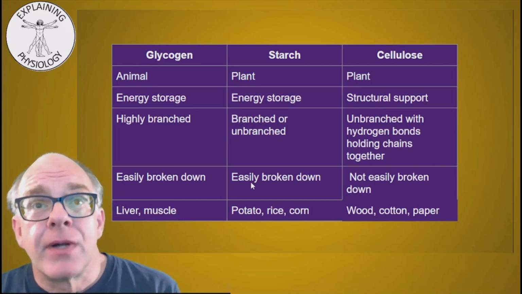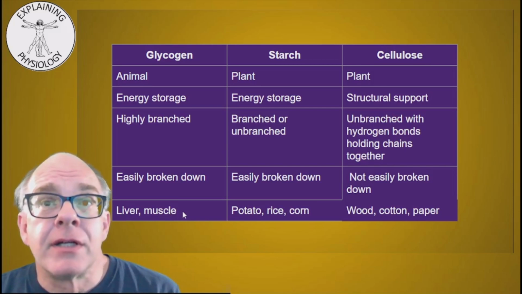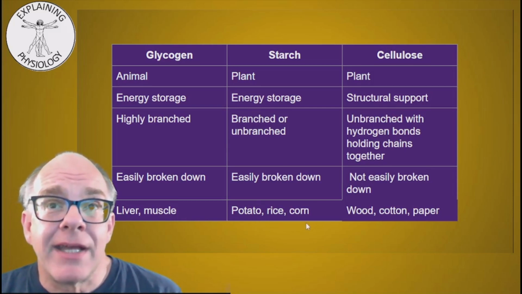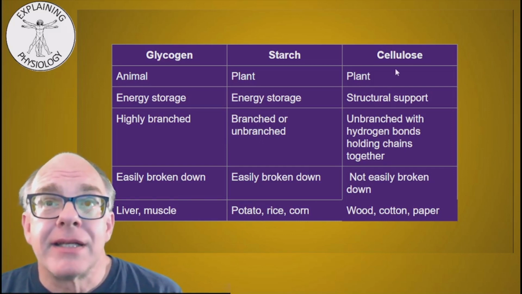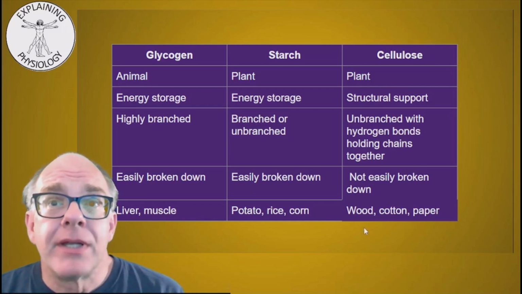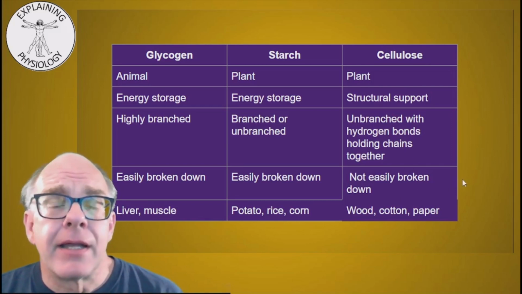As illustrated earlier, liver and muscle are going to be locations where we can find glycogen. Starches, again, from a plant source, would be things like potato, rice, and corn. And then cellulose, being a structural support, would be the fibers found in things like wood, cotton, paper, even the fibers in something like celery.